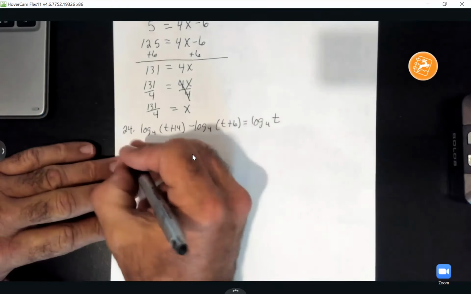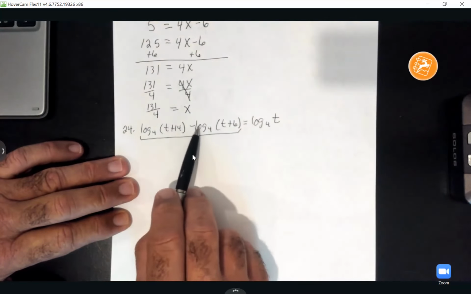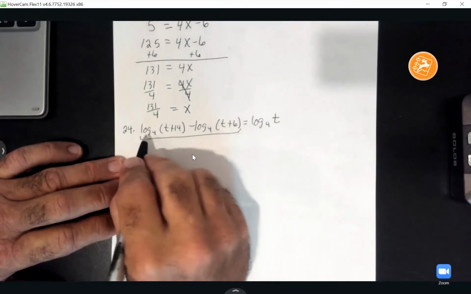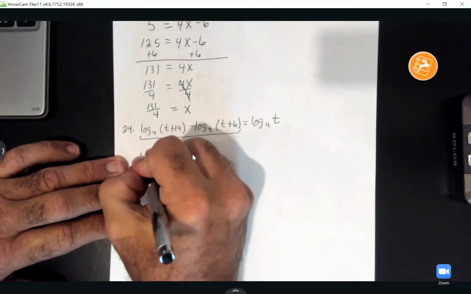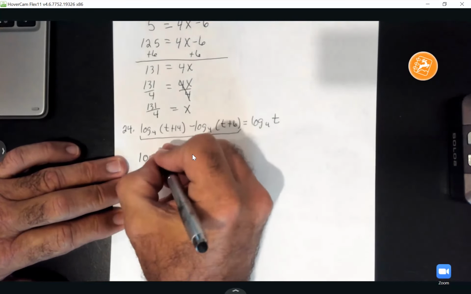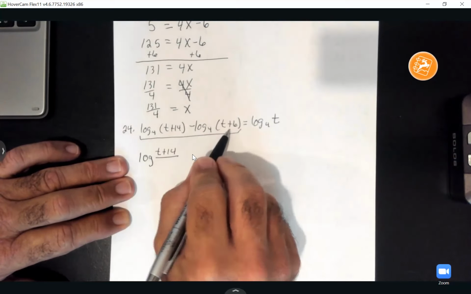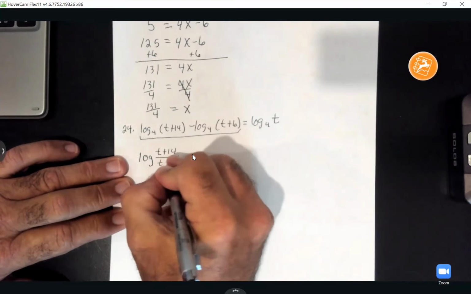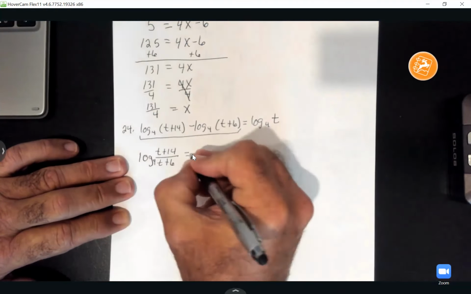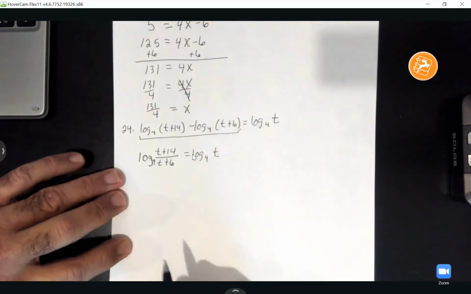So first thing you got to do is combine your logs on the left side. Since they're being subtracted, it's going to look like a quotient or division. So bring out the log 4. Positive stuff, t plus 14 goes to the top. Stuff being subtracted, the t plus 6 goes to the bottom. And y'all, that's going to equal the right side, which is a log base 4 of a t.